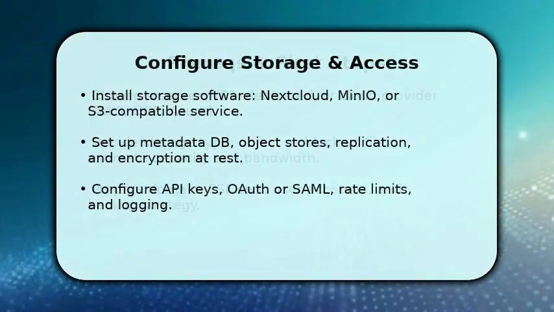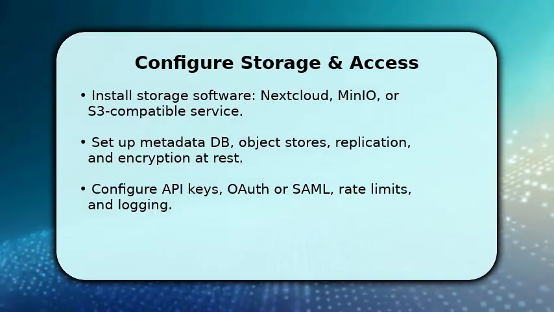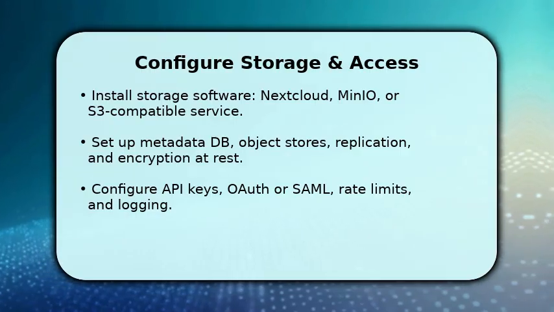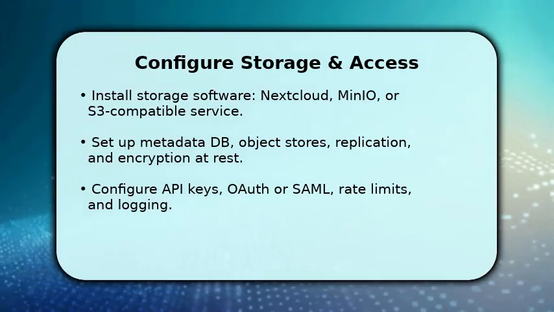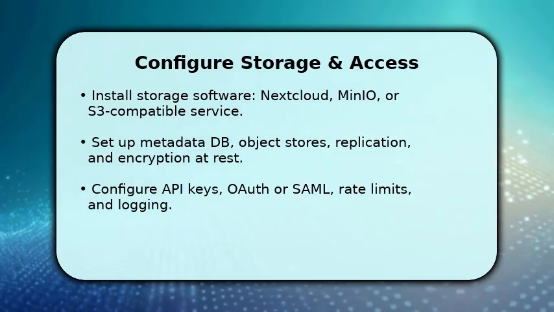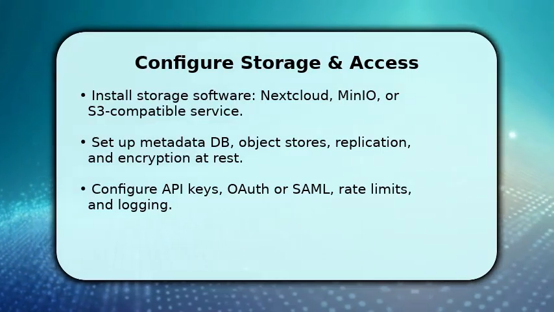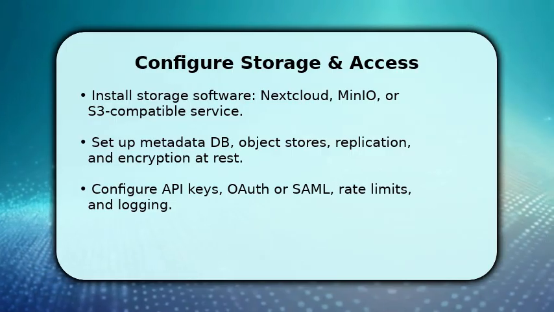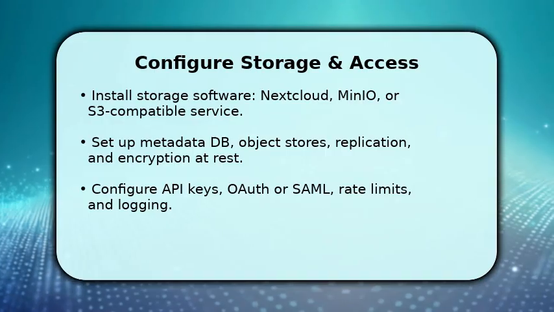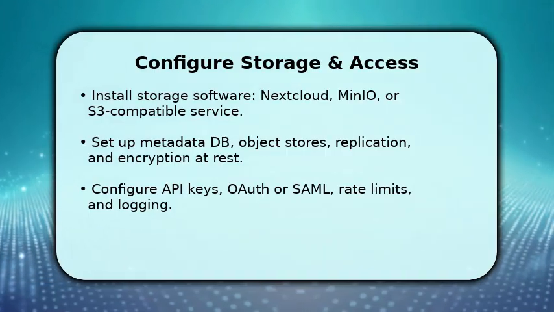You now build the core, install your chosen storage stack, and connect it to a database for metadata. This lets you index files efficiently. Once installed, configure object stores and enable replication for redundancy. Make sure encryption at rest is turned on to protect disks. Then set up authentication, API keys for apps and OAuth or SAML for users to control access. Finally, tune rate limits and logging so you can audit activity and keep performance predictable as usage grows.